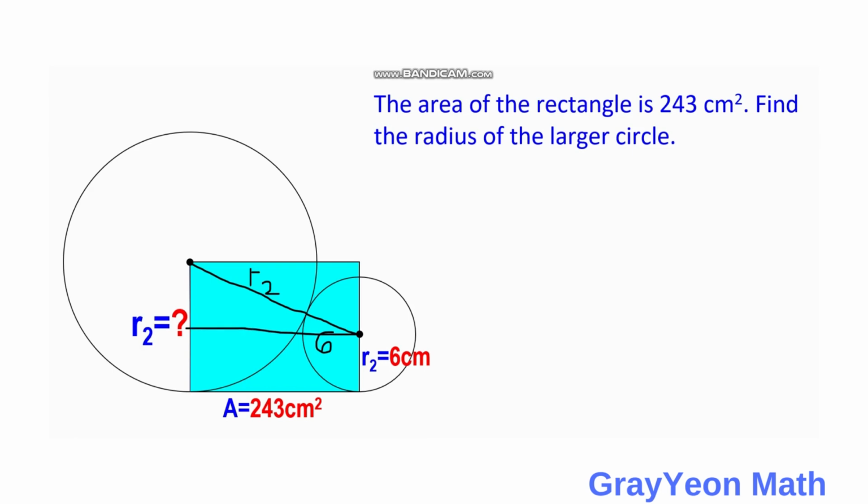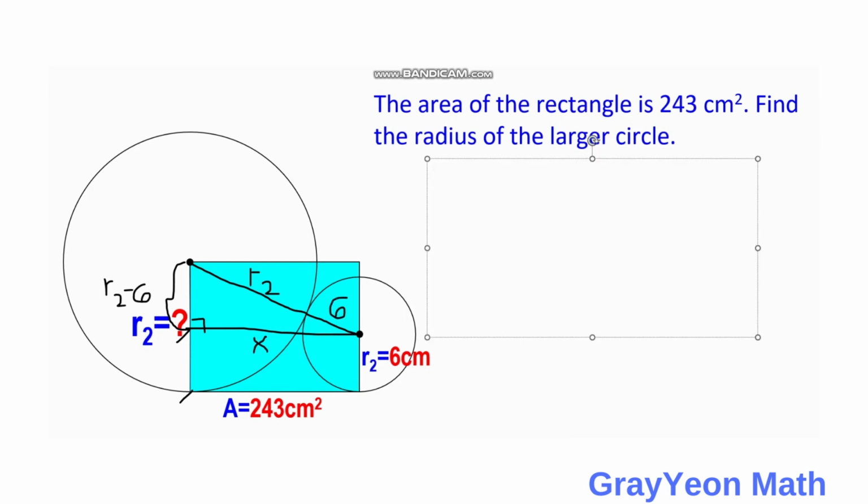And we form a right triangle. This length is actually R sub 2 minus 6, because the whole is R sub 2 and we need to deduct this distance, this 6. And we label this other length as X.